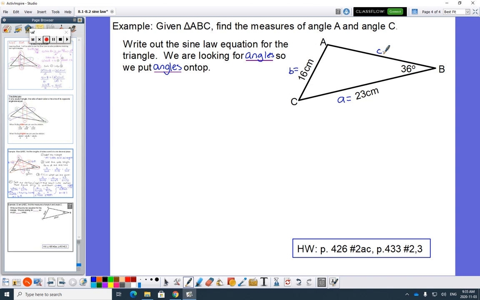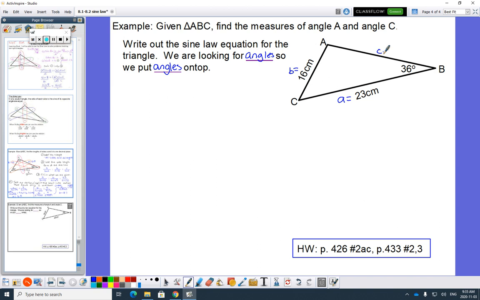So now you have a choice. Which ratio is filled in? A, B, or C? B. So we're definitely going to need sine B over b. And then we have to do angle A and angle C. You can plug in everything that you know, or you can go right in and pick an angle and use the sine B side, because we can't do A and C at the same time.